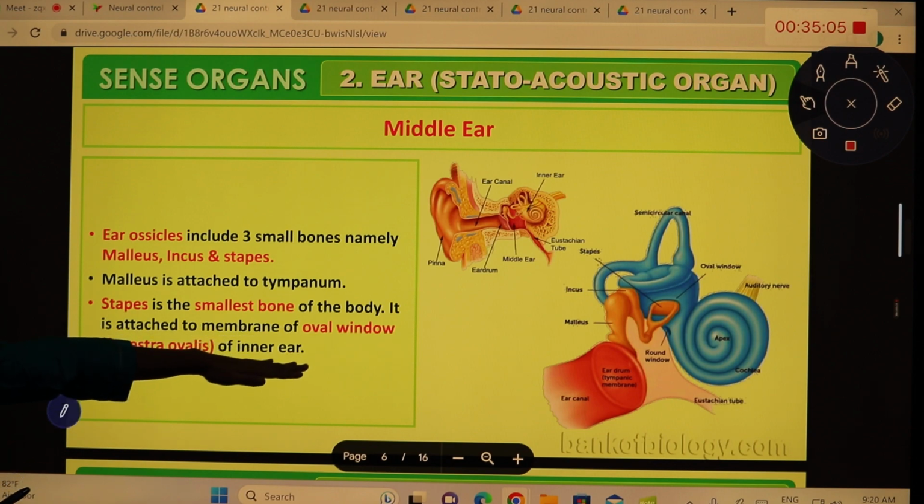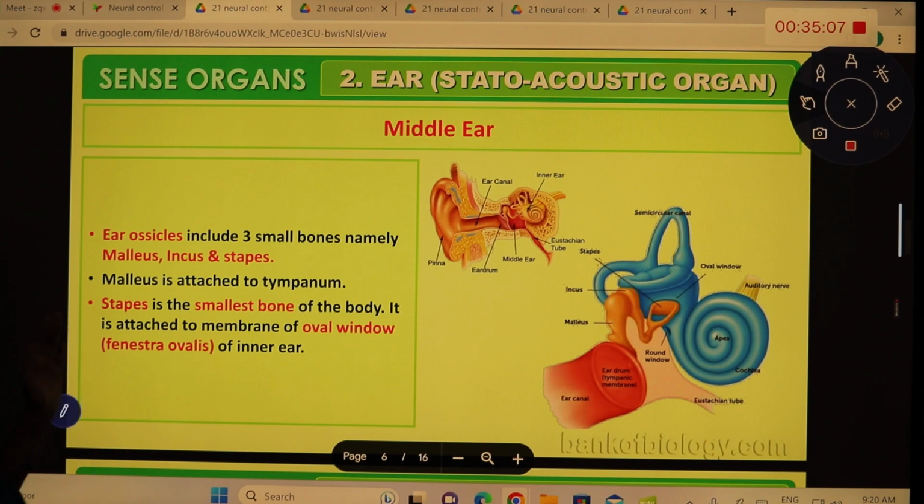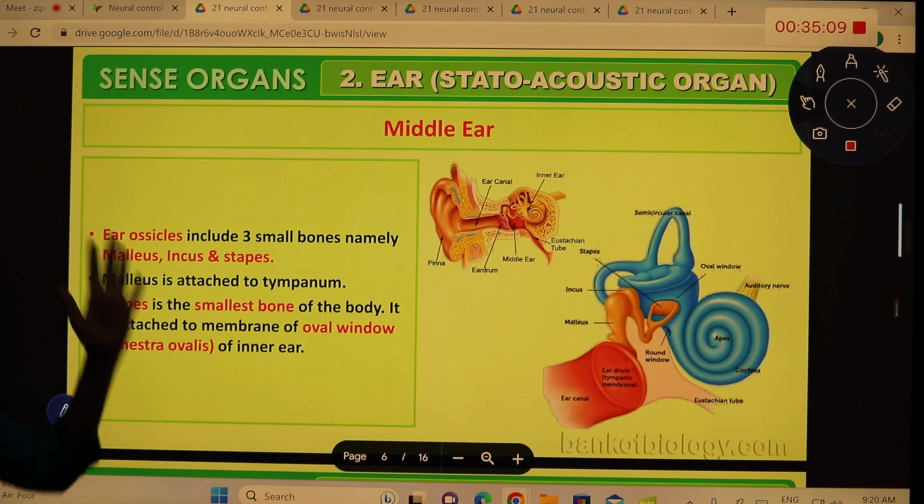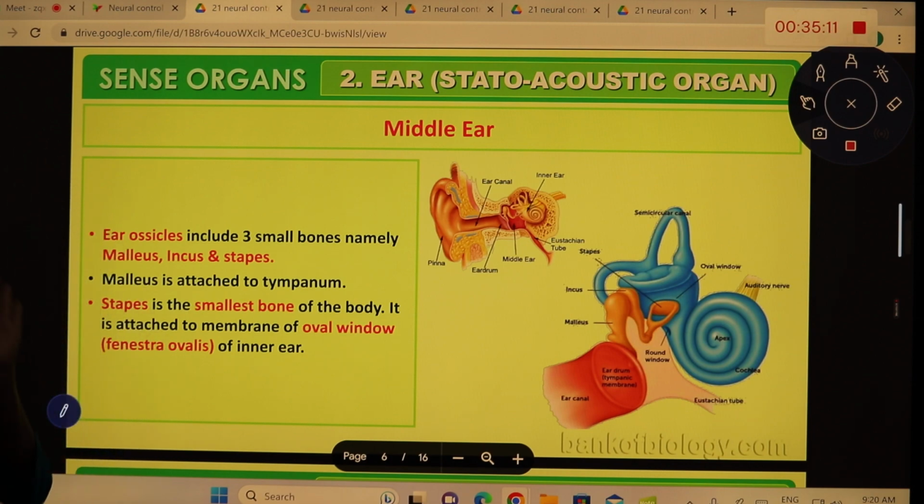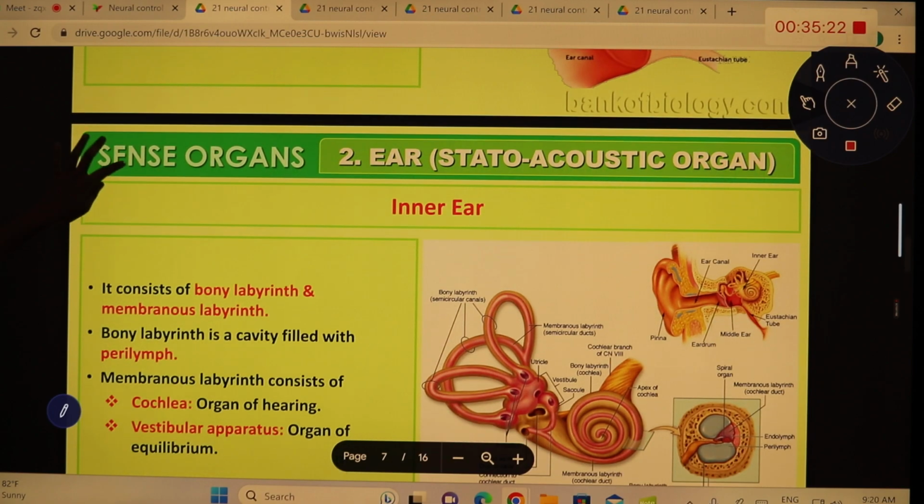It is attached to the membrane of the oval window. Oval window is inner ear. Now we finished external ear, we finished middle ear. Now we are slowly moving on to the inner ear. Okay, so the stapes is attached to the oval window of the inner ear. Can we proceed? Okay. Now let us move on to inner ear.